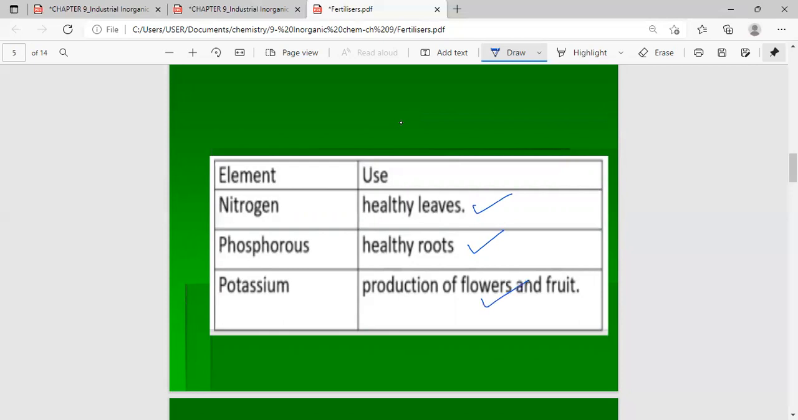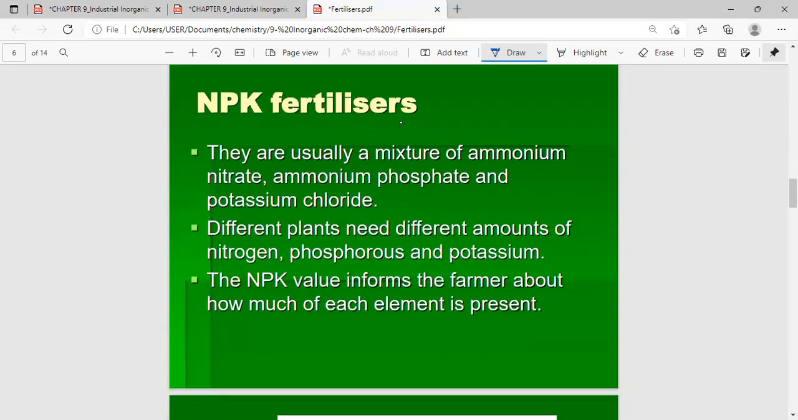So these are the uses of these elements. Very easy to remember. Nitrogenous fertilizer has mostly nitrogen. NPK fertilizer has nitrogen, phosphorus, and potassium. Nitrogen is for leaves, phosphorus for roots, and potassium for flowers and fruits. So let's move on.